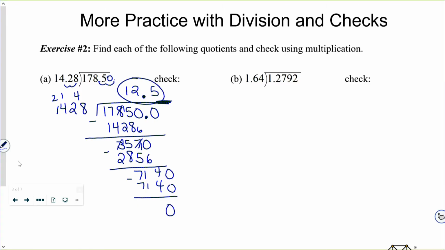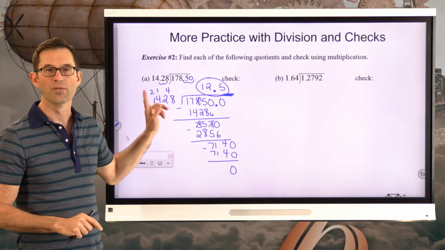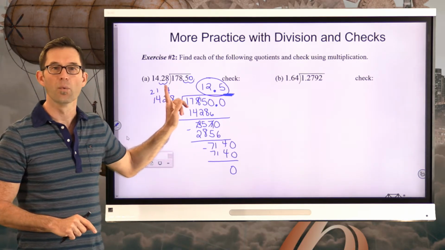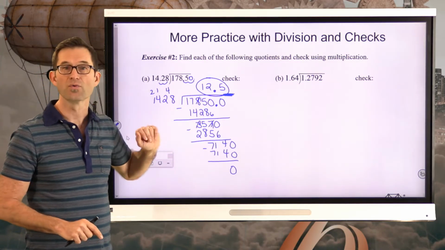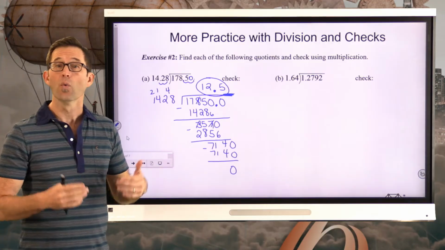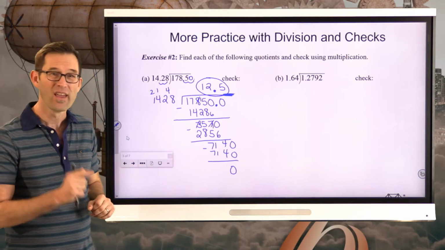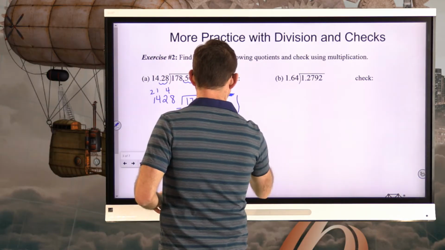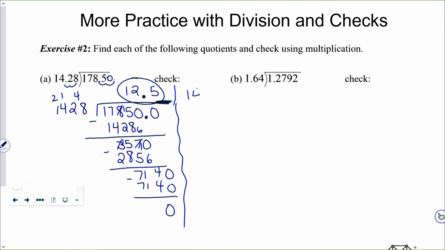It looks like my answer is 12.5. So 14.28 divided into 178.5, yep, looks to be 12.5. And again, we can, quote, easily check this using multiplication. And our multiplication now will almost be as bad as our division, but maybe not quite.